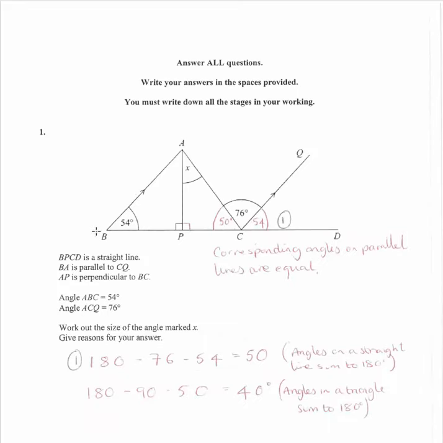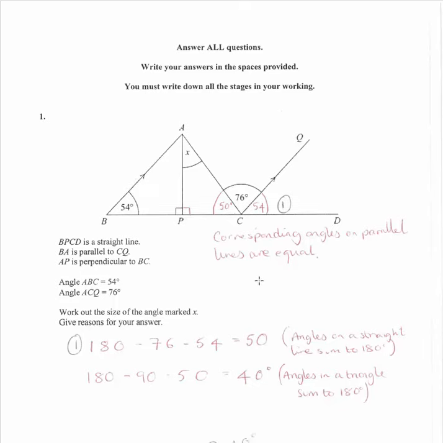So question 1, it's really important that you show all the stages in your working. So it's really important that you say the angle fact you're using and the steps you're using. So you've got to understand how to label angles. For example, this angle here is angle QCA or angle ACQ. This angle here, for example, would be angle ABP or angle PBA. And it's really important you use that way of labeling angles.